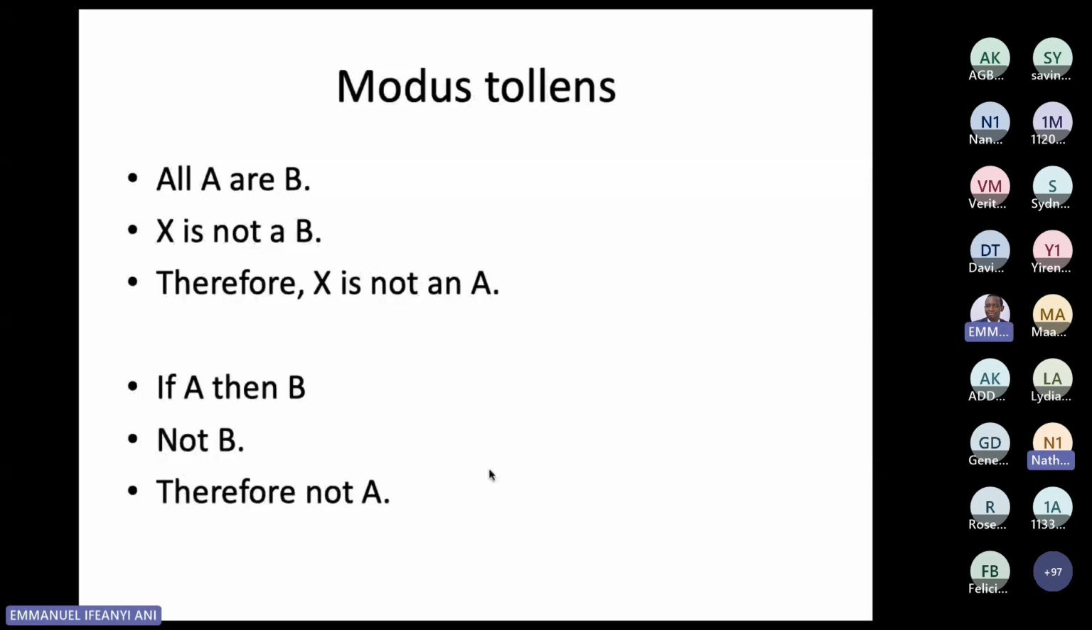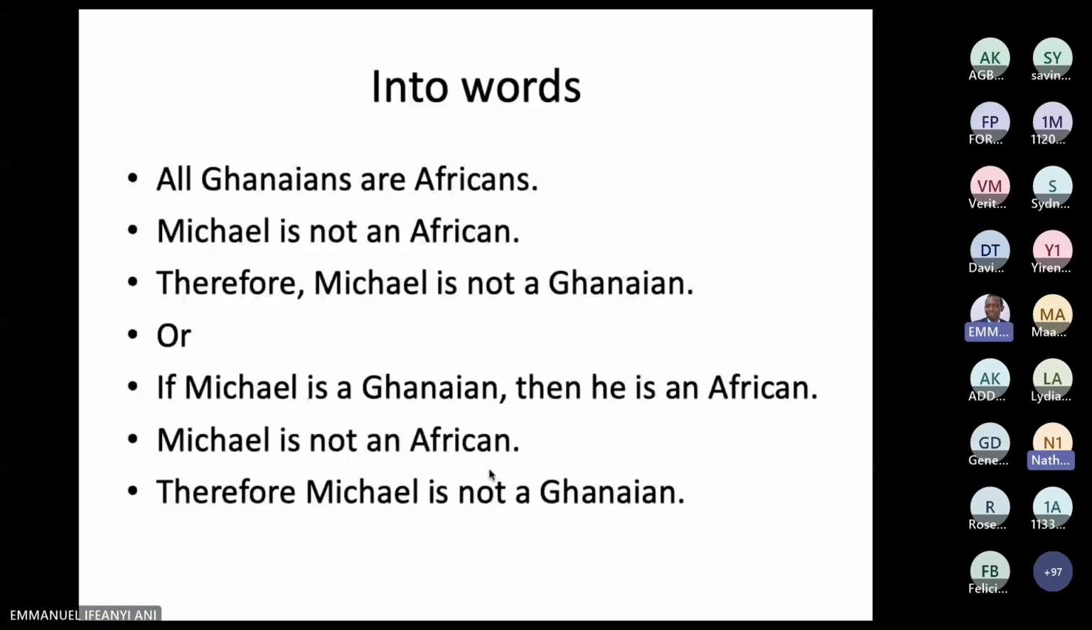Let's put it in words. All Ghanaians are Africans. Michael is not an African, therefore Michael is not a Ghanaian. We said it's a valid argument. You can put it in a conditional: if Michael is a Ghanaian, then he's an African. Michael is not an African, therefore Michael is not a Ghanaian. Now, we can look at it in the diagram, in the boxes.